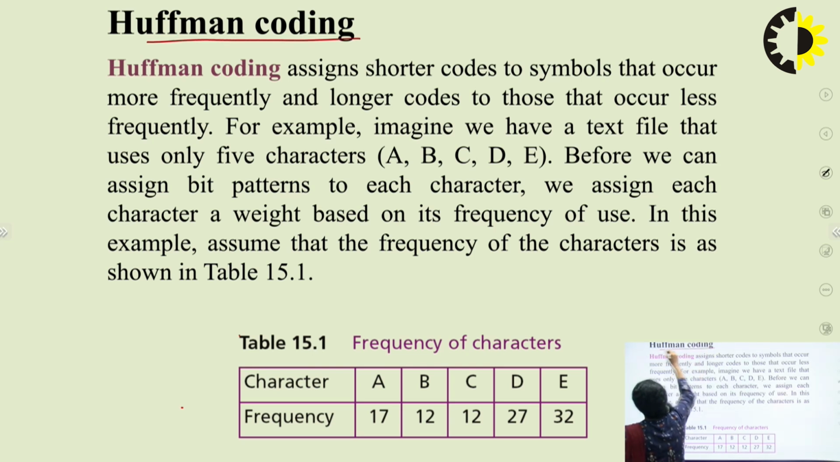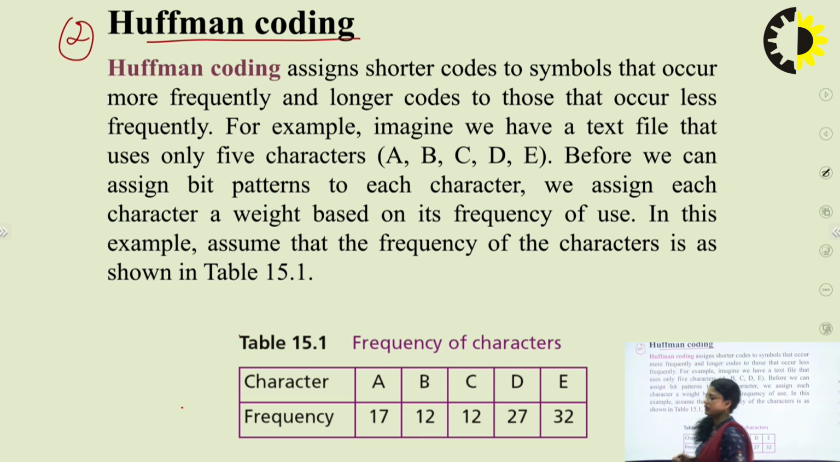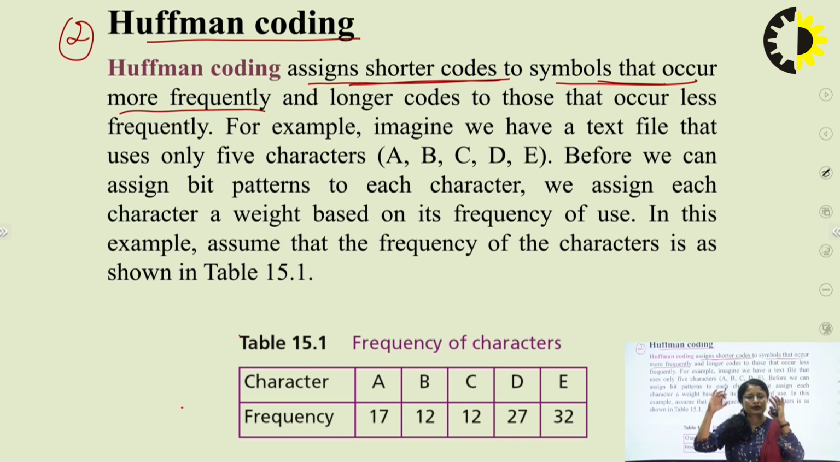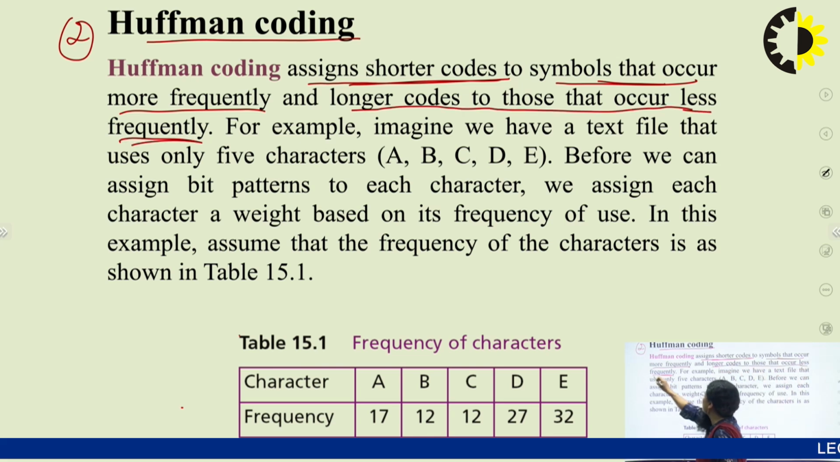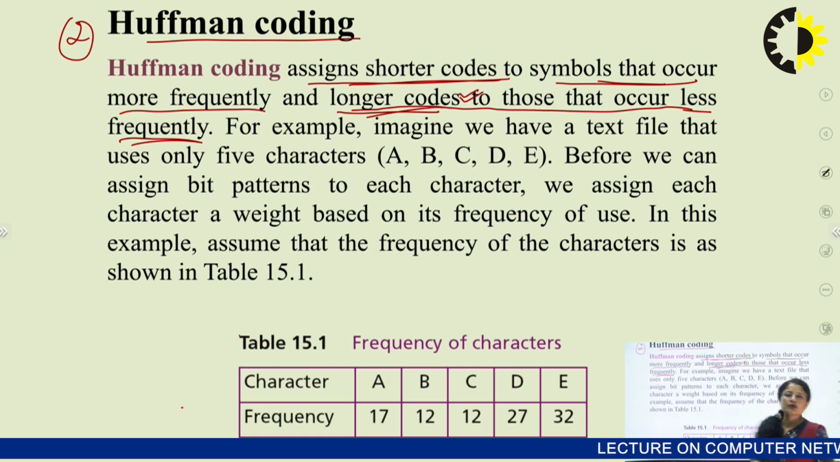The second algorithm is again an example of a lossless encoding technique. In the second encoding technique, which we call Huffman encoding, this approach assigns shorter codes to those symbols that occur more frequently. The symbols which occur more frequently will have shorter mapping codes, and symbols which occur less frequently will have longer codes. That is the main punchline when you're talking about Huffman coding.